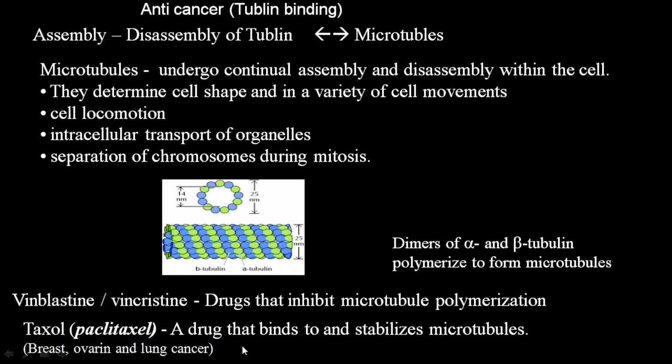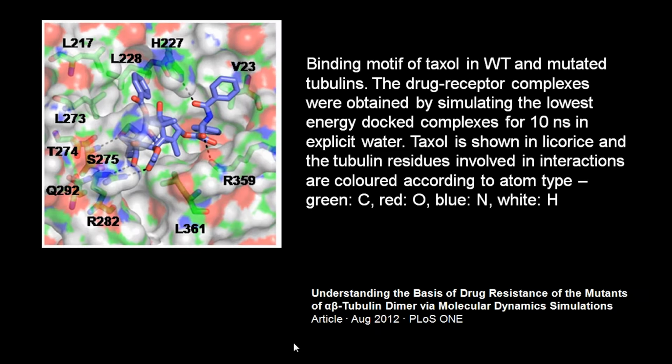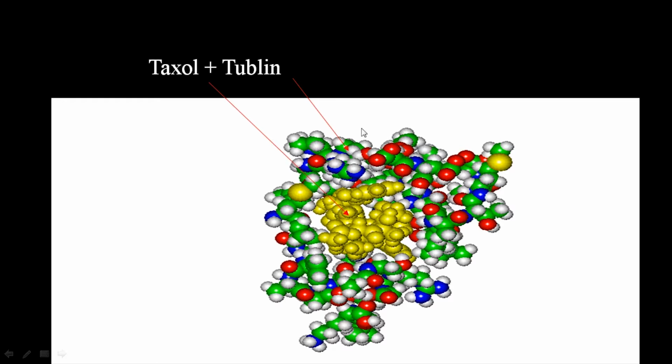So you assemble and disassemble to form these microtubules. There are drugs which prevent the assembly, and drugs which prevent the disassembly also. As you can see, this is Taxol binding to certain mutated tubulins, taken from this particular reference. We have the active site shown in this picture, with Taxol binding into the active site. The red ones are oxygens, blues are nitrogen, green are carbon, and whites are hydrogen.